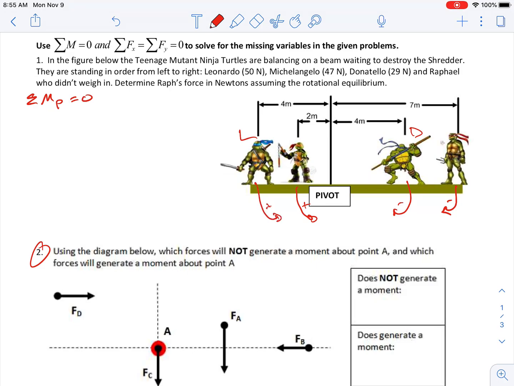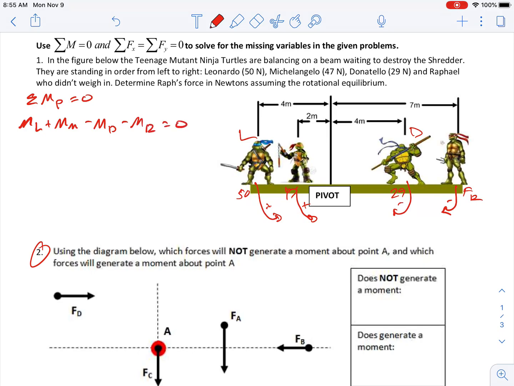And so we have the mass of many of these guys. This guy is 50 newtons, this guy is 47, this guy is 29, and then this is the force of Raphael, which we do not know from the problem. So let's add up our moments. So we have the moment of Leonardo plus the moment of Michelangelo minus the moment of Donatello minus the moment of Raphael equals 0.